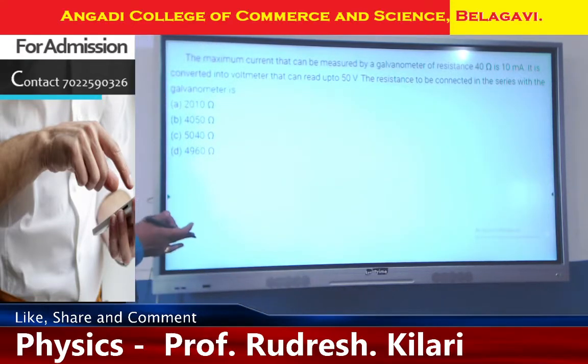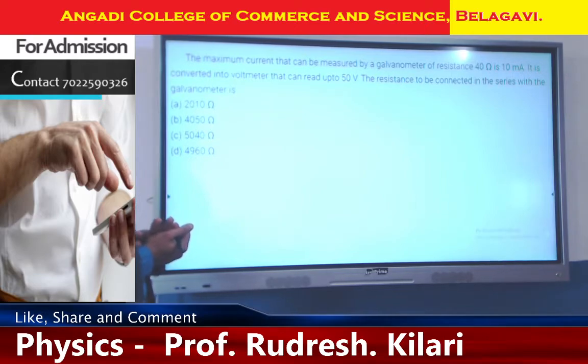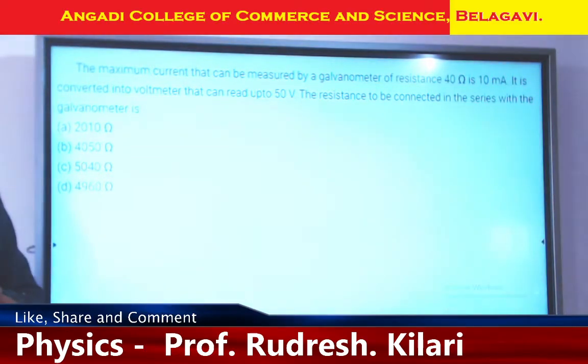Okay, next one. The maximum current that can be measured by a galvanometer of resistance 40 ohm is 10 milliampere. It is converted into a voltmeter that can read up to 50 volt. What resistance is to be connected in series with the galvanometer? Okay, students, you can calculate this one. In our lab exam, we use the formula.